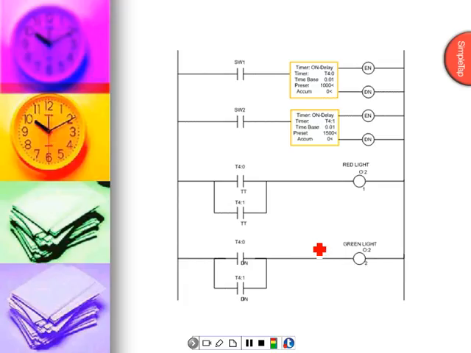Alright, so what are the 3 things that when you pull a timer out onto the screen, you're going to have to remember to put in your timer? The address of the timer. T4:0 through T4:255. I had to think for a second. It's 256. I just got to remember the 0 counts. Alright, we got to have a time base, which means what?